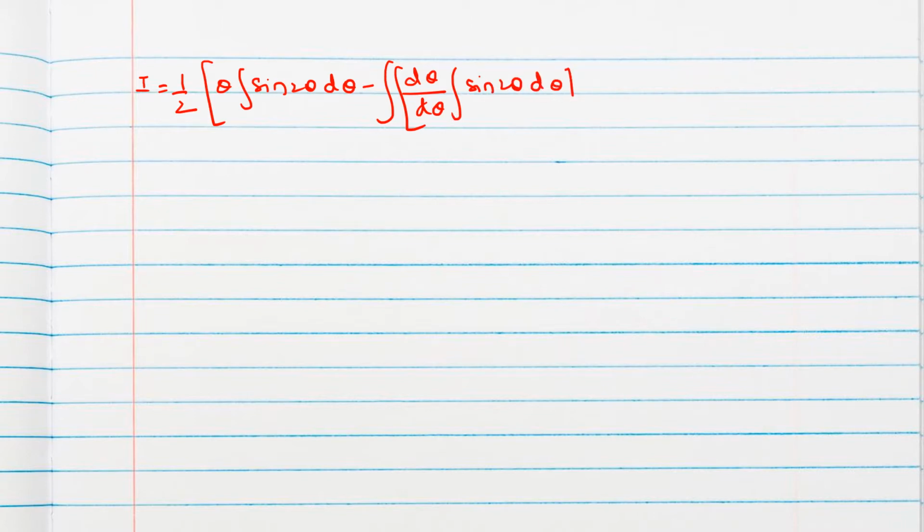So we got here I as 1 by 2 theta sine 2 theta d theta minus d theta by d theta integral sine 2 theta d theta and complete d theta. Okay, so now we know integral sine 2 theta is minus cos 2 theta, isn't it? Minus cos 2 theta divide by 2.